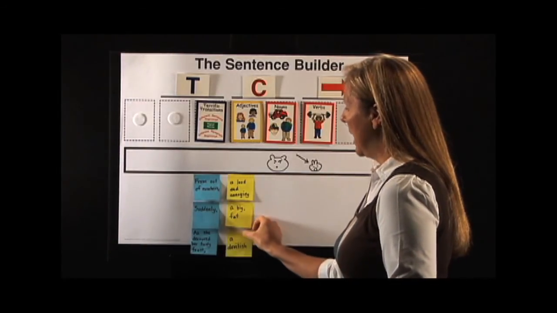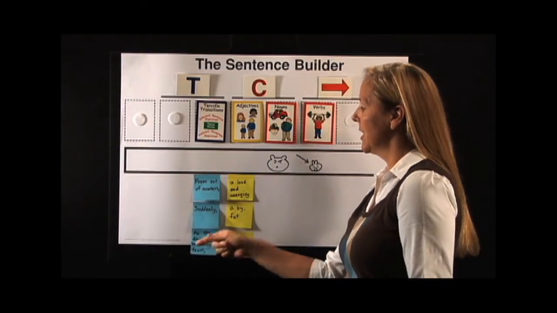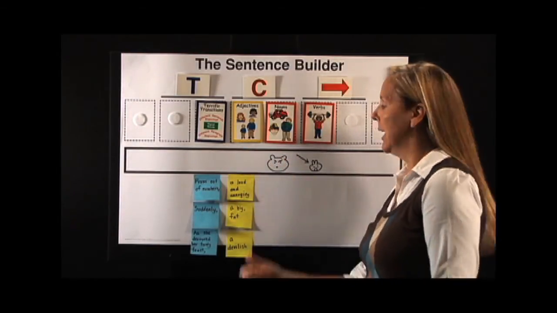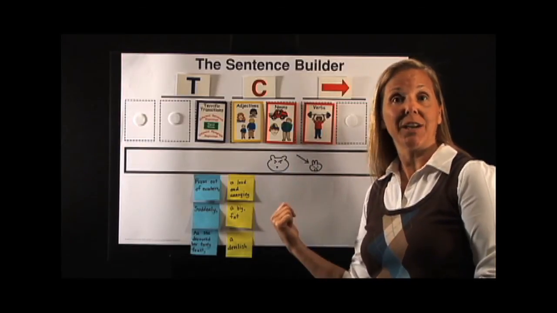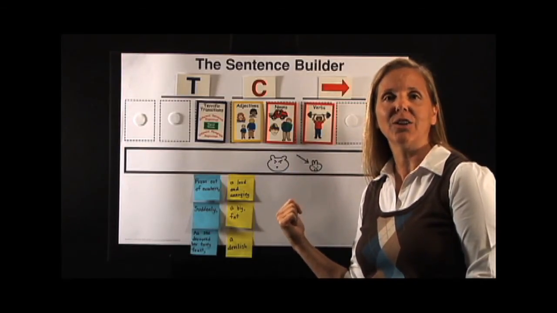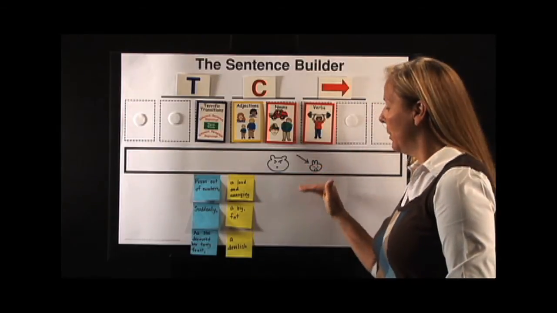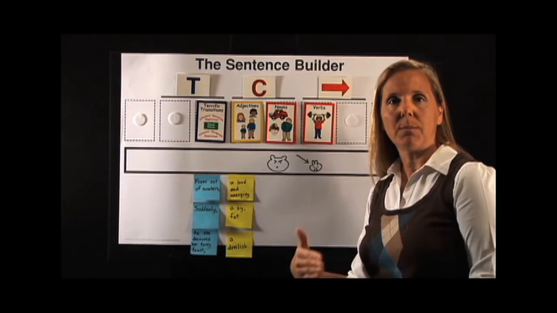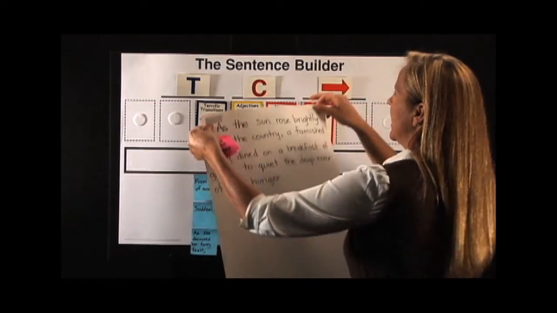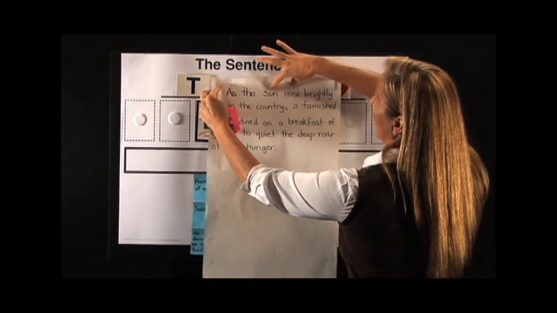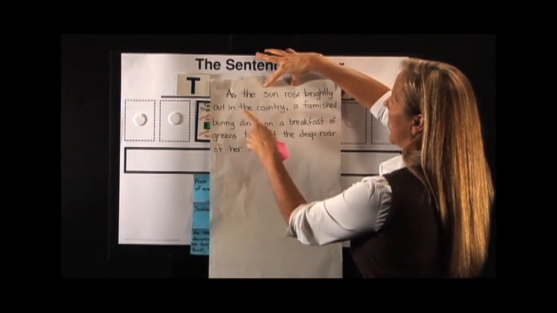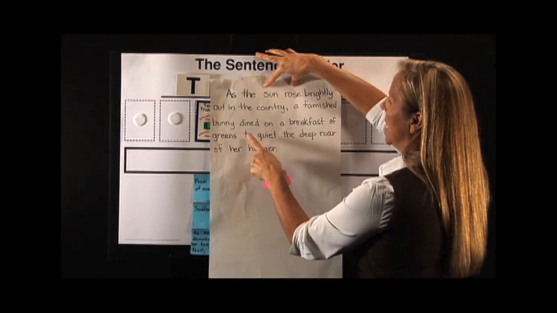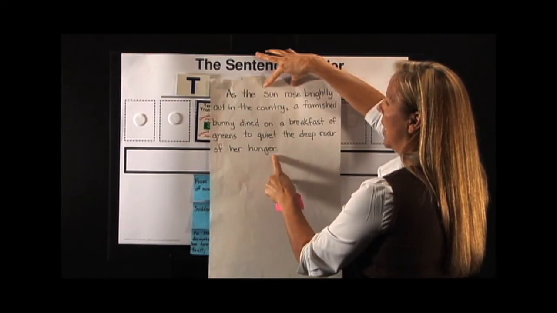a devilish bear. We have our transitions, our adjectives. We don't need to add any noun cards because we know that it's a bear. We're ready to write our verb, and we're actually going to write our verb phrase on our Post-its, our little sticky notes, and we're going to place them here on our board. Before we do that, let's remember what our past sentence was. Our previous sentence was, as the sun rose brightly out in the country, a famished bunny dined on a breakfast of greens to quiet the deep roar of her hunger.